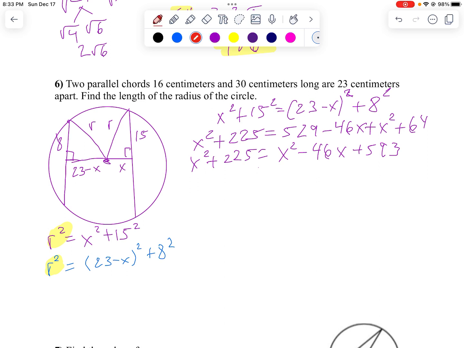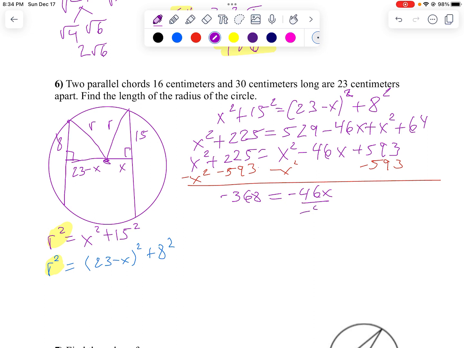Notice when I subtract x squared from both sides, they cancel. So I think I just want to get x by itself. So let's subtract 593 from both sides. So if we take 225 minus 593, we get negative 368 equals negative 46x. Well, we'll divide both sides by negative 46. So if I take negative 368 divided by negative 46, x turns out to be 8. So I'll write that in here. So this is 8, and that would be 15.